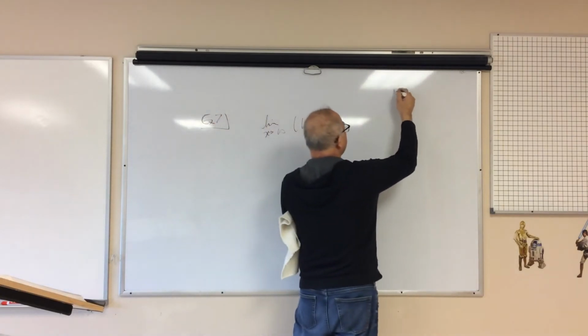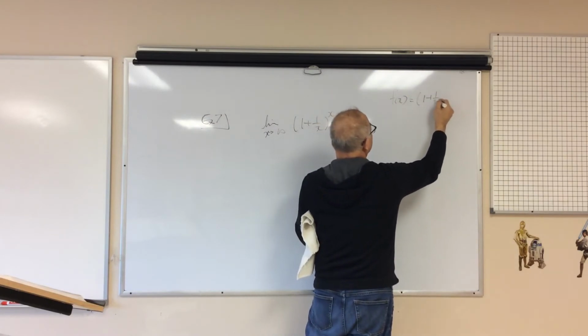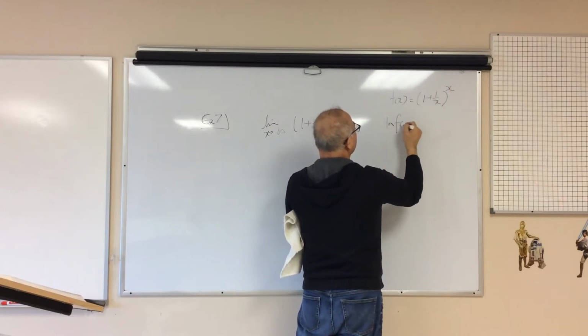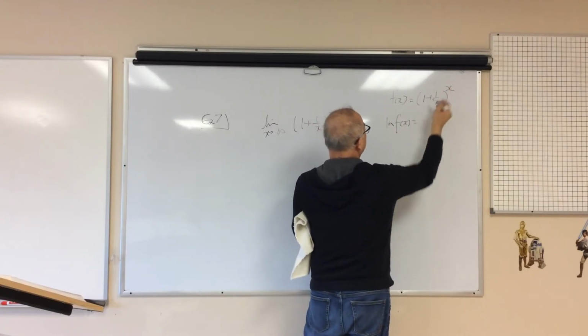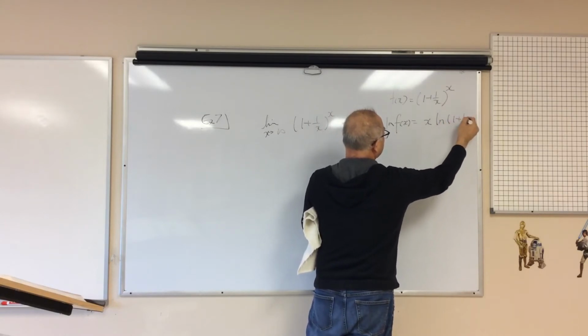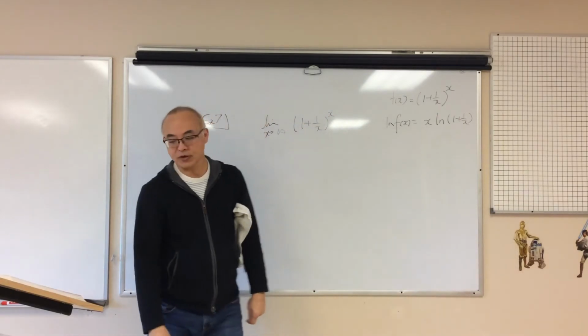So if you say that f of x is equal to 1 plus 1 over x, raised to the x, and I take the natural log of f of x, I'm going to get what? x is going to come down, times the natural log of 1 plus 1 over x, correct? Then what else am I doing?